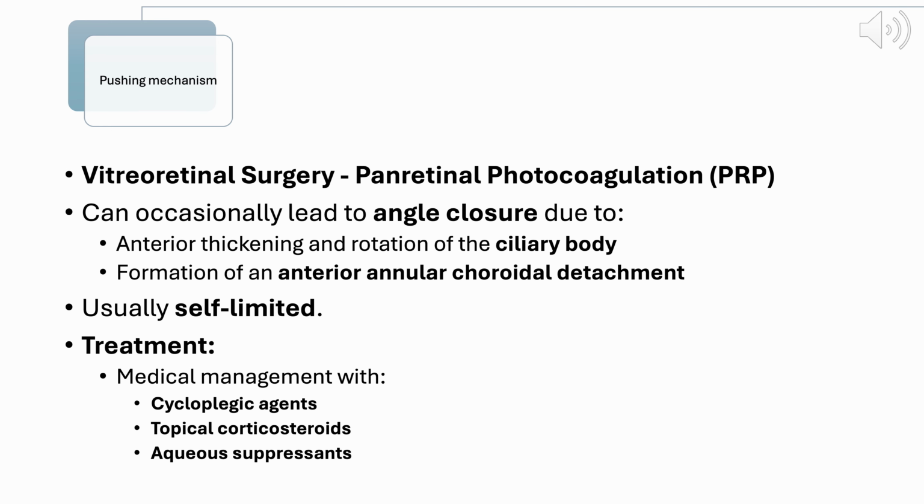Pars plana vitrectomy can also result in secondary angle closure. This typically occurs due to intraocular tamponade agents such as air, long-acting gases like sulfur hexafluoride, perfluoropropane, or perfluoroethane, and silicone oil. Because these agents are less dense than water, they rise to the top of the eye and may obstruct the iridotomy site. To reduce this risk, an inferior iridotomy can be performed, allowing aqueous to bypass the obstruction.